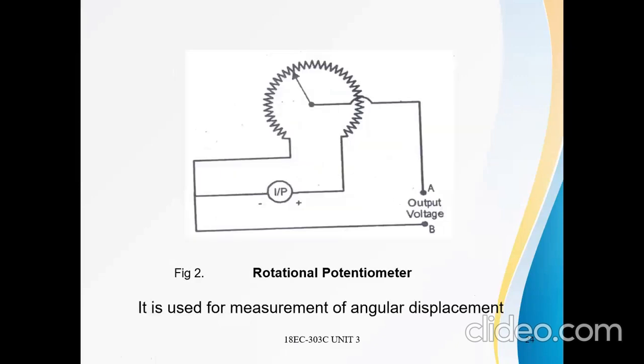And then the next one is a rotational potentiometer. Here this is the resistive material and the wiper. This wiper is varied; the wiper can be moved rotationally. Here the output voltage is between points A and B. B is the fixed one, A is the varied resistance. It is used for measurement of angular displacement.